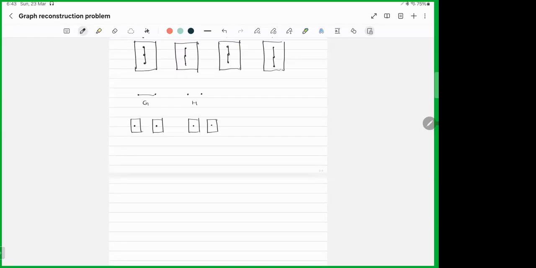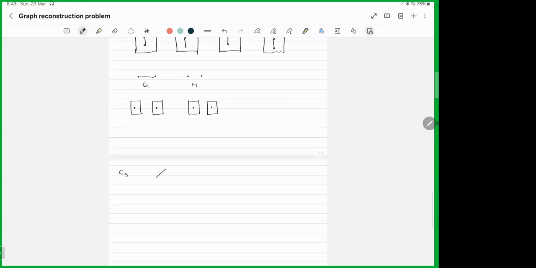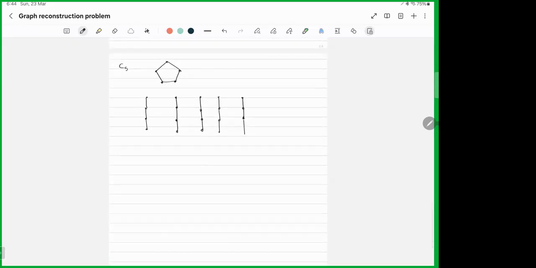Okay, so if you look at a cycle, let's say a cycle on five vertices. If I'm taking a cycle on five vertices, then the four-vertex cards will be, so 1, 2, 3, 4. So this will be the card. I will have five of them. Okay, and what other graph has this same set of cards? A line with five vertices.